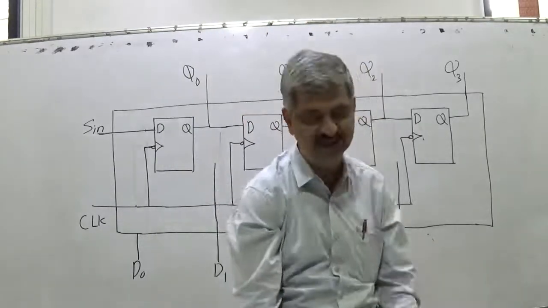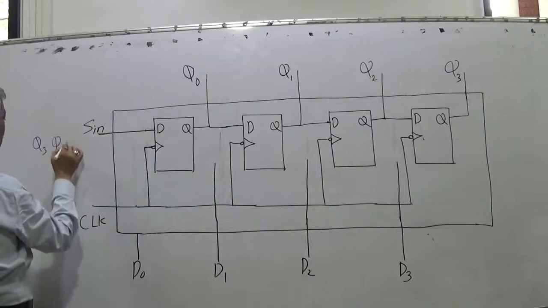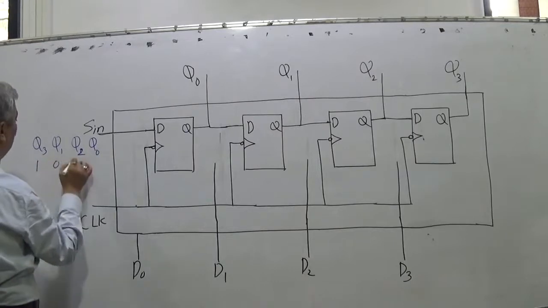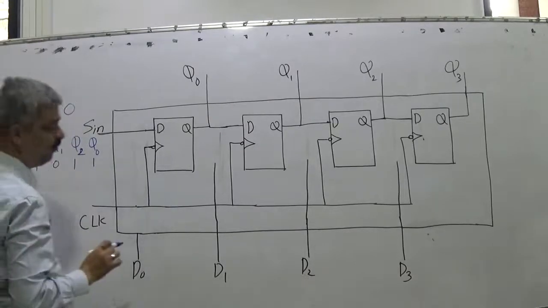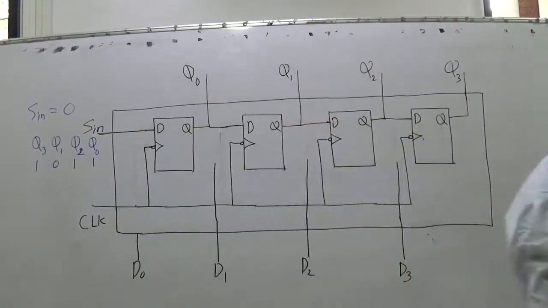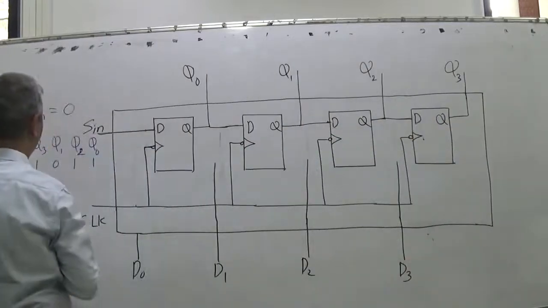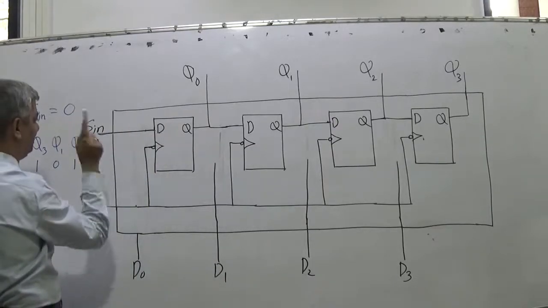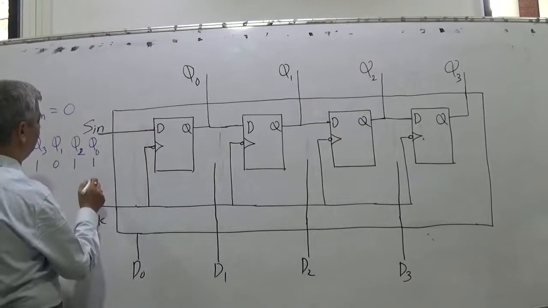So suppose initially Q3, Q2, Q1, Q0 are 1, 0, 1, 1, and if I apply Sin equal to 0, what would be the next state of Q3, Q2, Q1, Q0? Listen very carefully. If Sin is 0, what is this D? It is Sin. When clock comes, whatever is at Sin will transfer to Q0. Sin is 0, so Q0 will become 0.